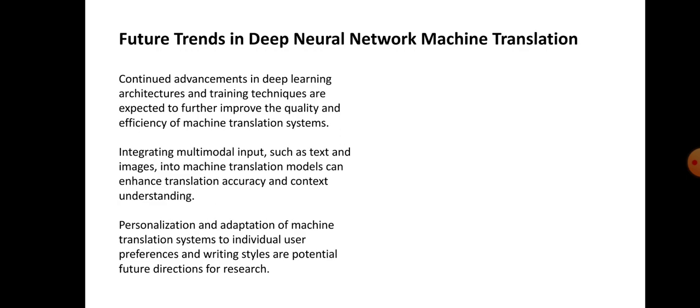Future trends in deep neural network machine translation. Continued advancement in deep neural architectures and training techniques is expected to further improve the quality and efficiency of machine translation systems, integrating multimodal input such as text and images into machine translation. Personalization and adaptation of machine translation systems to user preferences and writing styles are potential future directions for research.